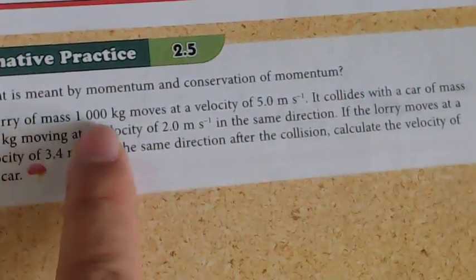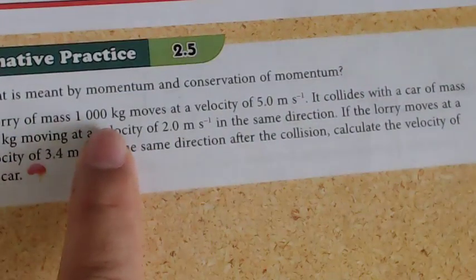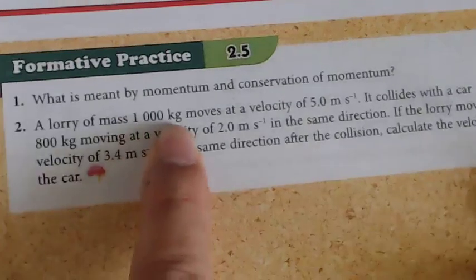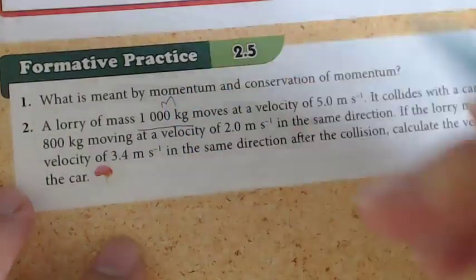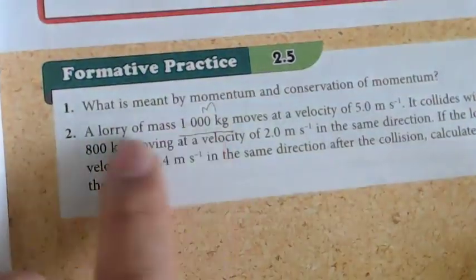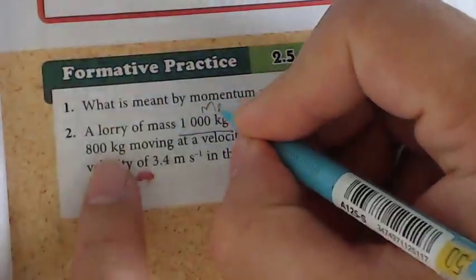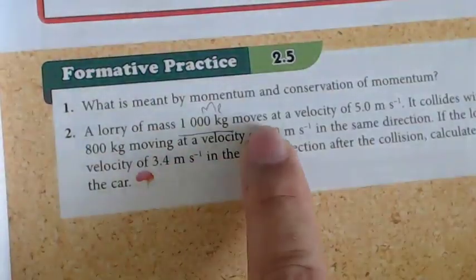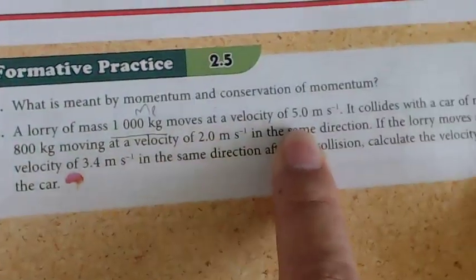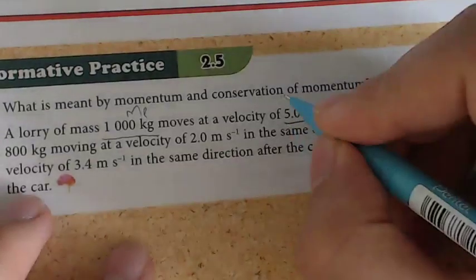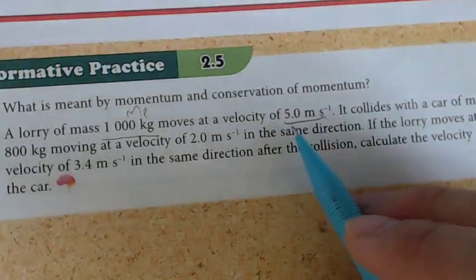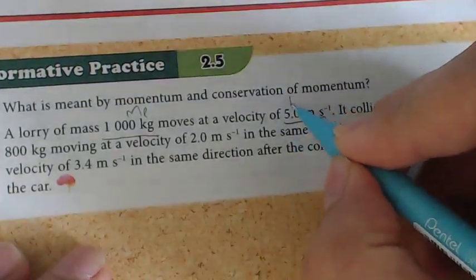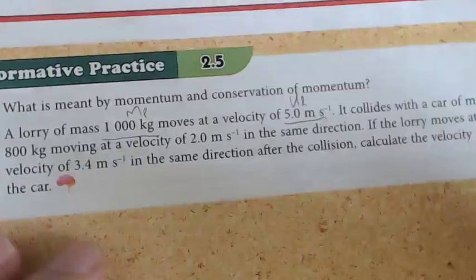A lorry of mass 100,000 kilogram. As usual, please put a value. Since this mass refers to the lorry, ml, ml moves at a velocity of 5 meter, blah blah blah, whatever it is. Okay, v. Sorry, because this refers to initial velocity, then we put u, like that.